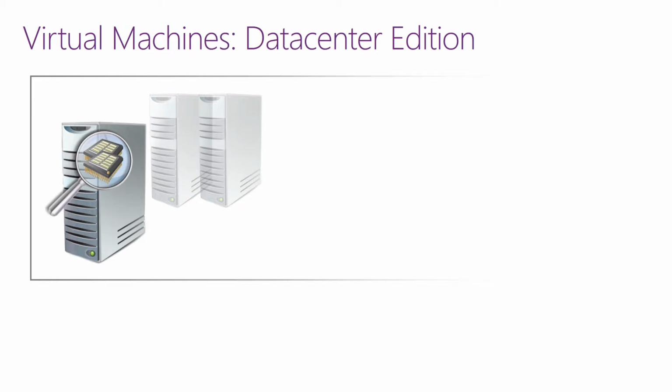Well, if you license the physical server completely, then you can run an unlimited number of virtual machines. For this physical server, we would need to assign 20 core licenses to it. That's 10 for each processor. And we could certainly run the two virtual machines shown, but actually as many as we wanted.